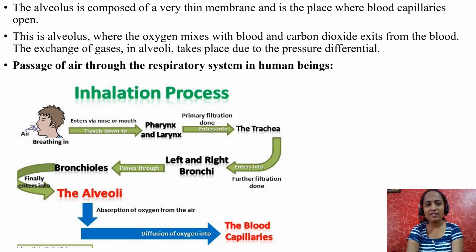This is the alveolus where oxygen mixes with blood and carbon dioxide exits from the blood. The exchange of gases in the alveoli takes place due to the pressure differential. Only due to the air pressure difference, oxygen always gets inside and carbon dioxide is expelled out. This is the passage of air through the respiratory system in human beings. The picture depicts the exchange of gases.